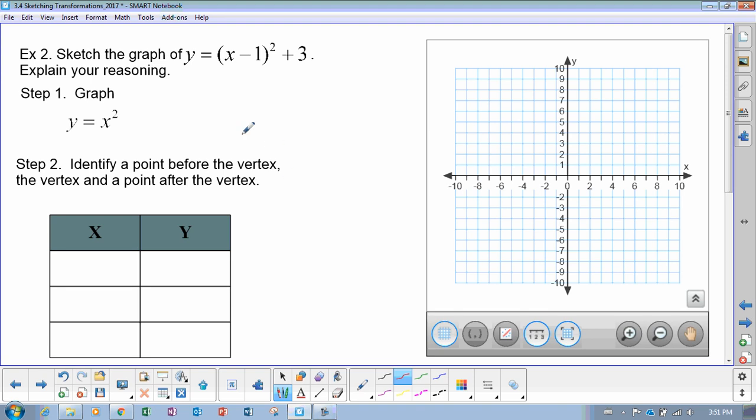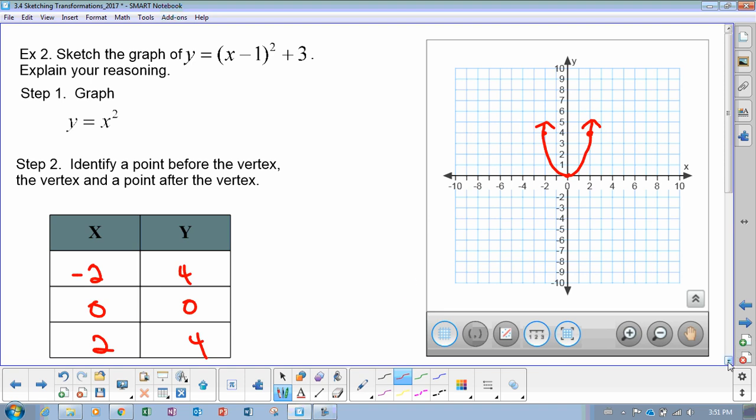All right, so now we have some other transformations happening. I'm going to start the same way. I have negative 2, 0, 2, so I have 4, 0, 4. Like I said, we're always starting from the same point, y equals x squared. All right, so that's a decent sketch.